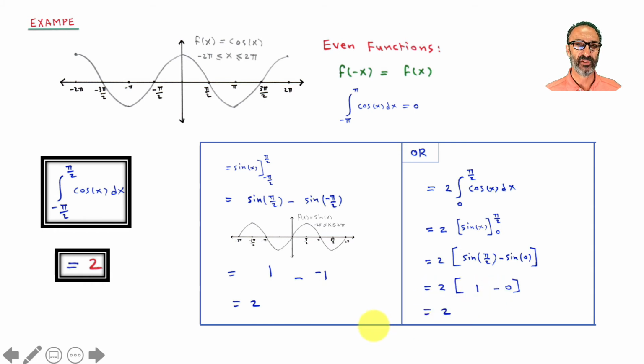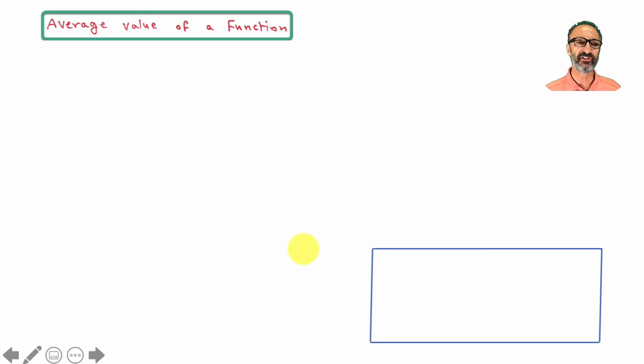I think that should be enough to understand what even and odd functions are and what this section tells me to do with integration, 2 times. Let's go to the average value of a function. What does it mean?